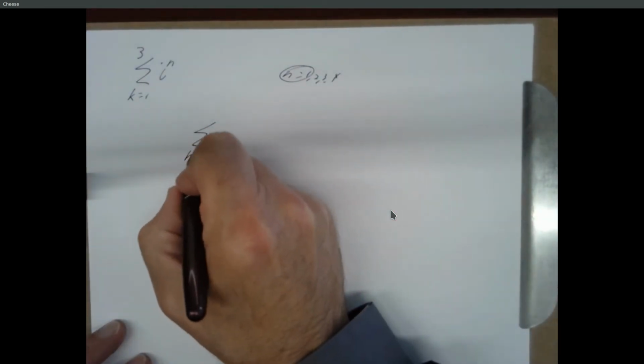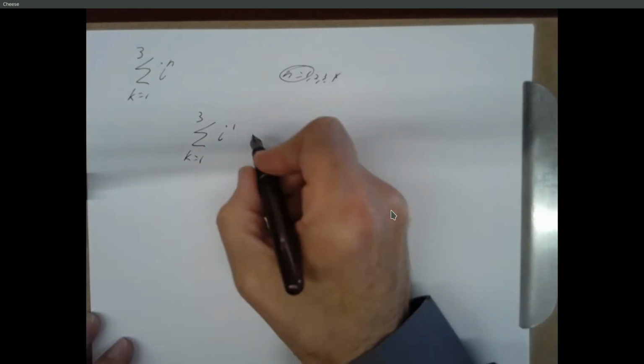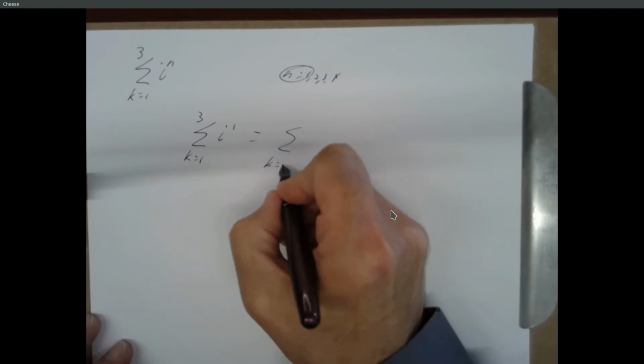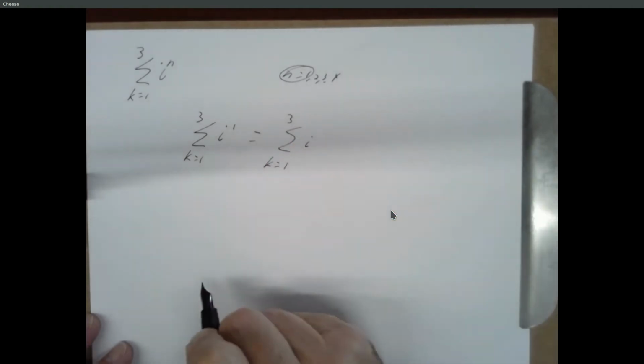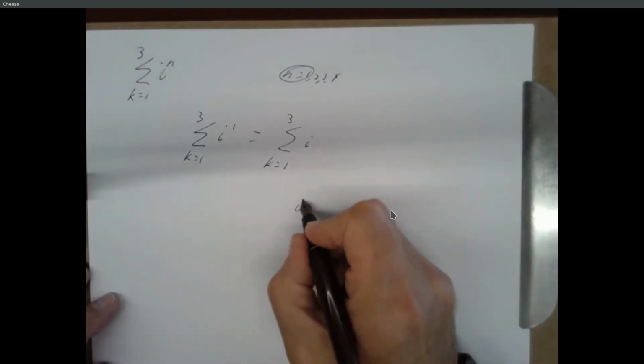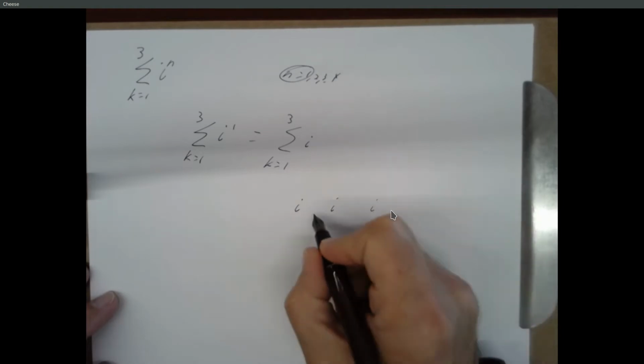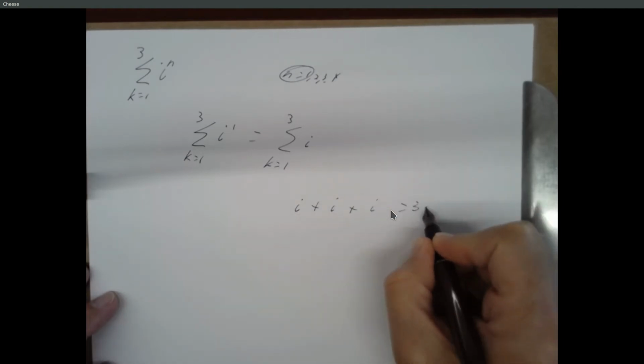So sum from k equals 1 to 3 of i to the 1. i to the 1 is just i. Sum from k equals 1 to 3 of i. Well, what does that mean? It means set k equal to 1 and evaluate i, set k equal to 2, evaluate i, set k equal to 3, evaluate i, add them together. This is just 3i.